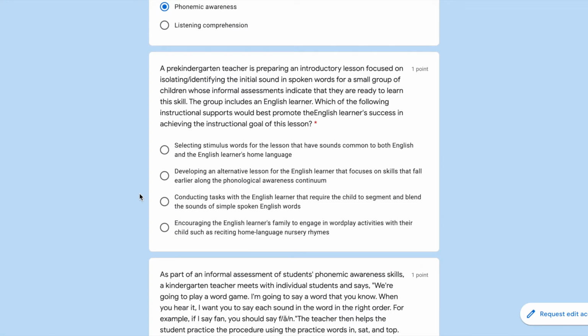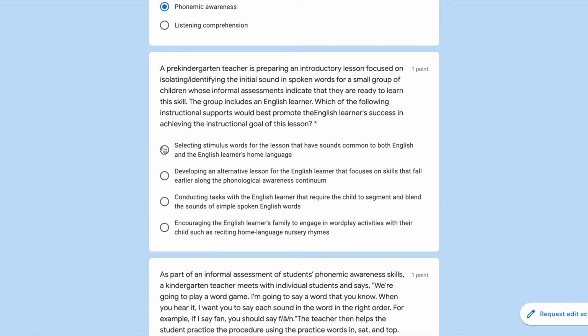A pre-kindergarten teacher is preparing an introductory lesson focused on isolating and identifying the initial sound in spoken words for a small group of children whose informal assessments indicate that they are ready to learn this skill. The group includes an English learner. Which of the following instructional supports would best promote the English learner's success in achieving the instructional goal of this lesson? So again, take a pause.